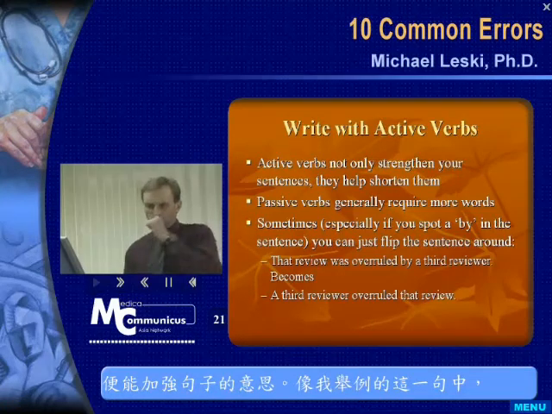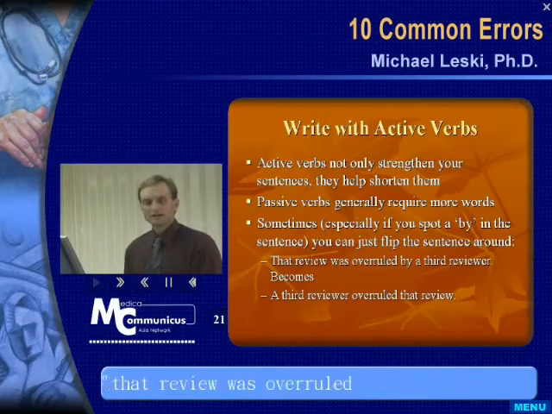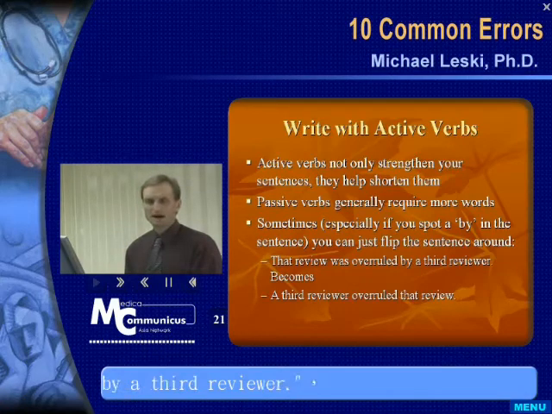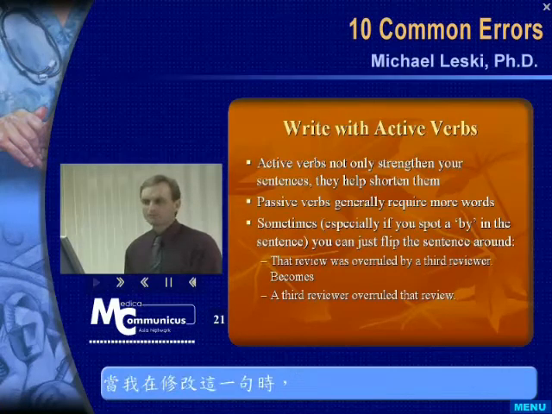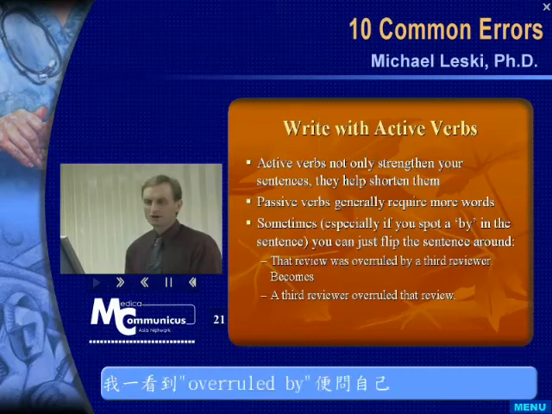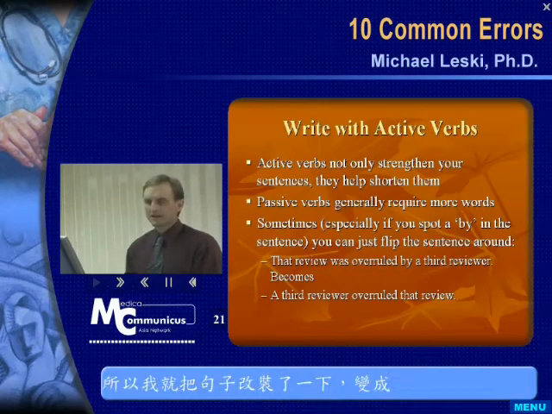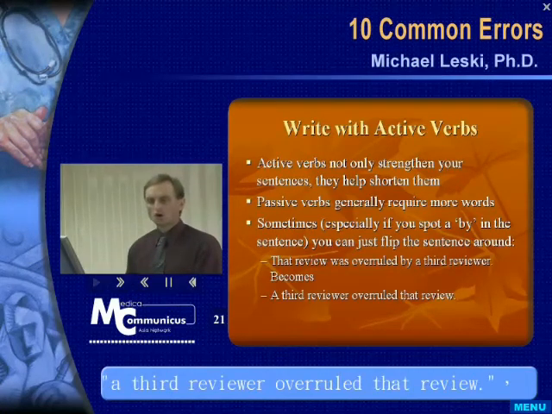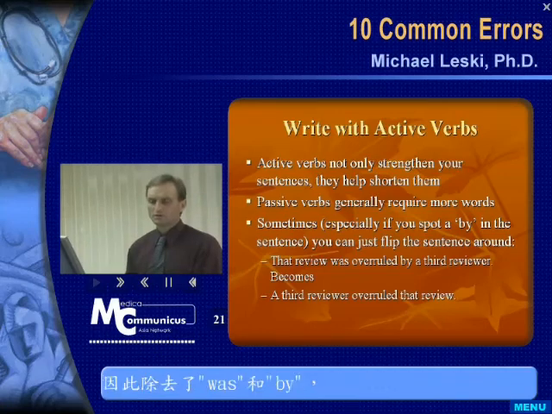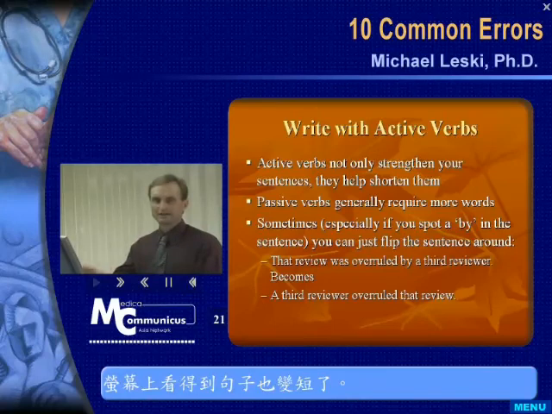So in the example I give, I say, that review was overruled by a third reviewer. Now, what I do when I'm editing is I look for this and I see overruled by, and I ask myself, can I get rid of that, or can I get rid of the was? And what I do in this case is flip it around, and then I would say a third reviewer overruled that review. So we've gotten rid of the was, and we've gotten rid of the by. And you can see, even by looking at the screen, that the sentence is a little bit shorter.